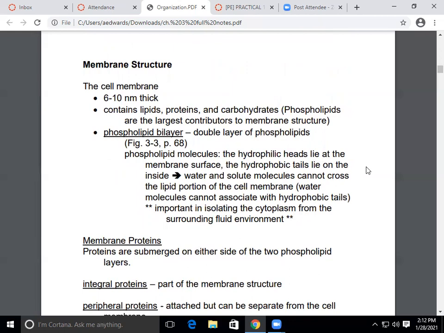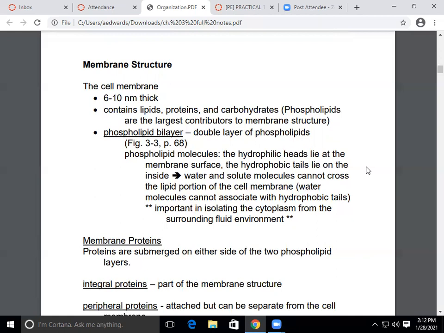All right, let's talk a little more about that membrane, its structure. It's around 6 to 10 nanometers thick, so pretty thin. What do you have in it? Well, some of those good organic molecules that we studied in chapter 2. Remember lipids? Hopefully you remember lipids. Remember proteins, carbohydrates. We talked a little bit about that last week. And if you don't remember, I've got a video about that that you can watch.